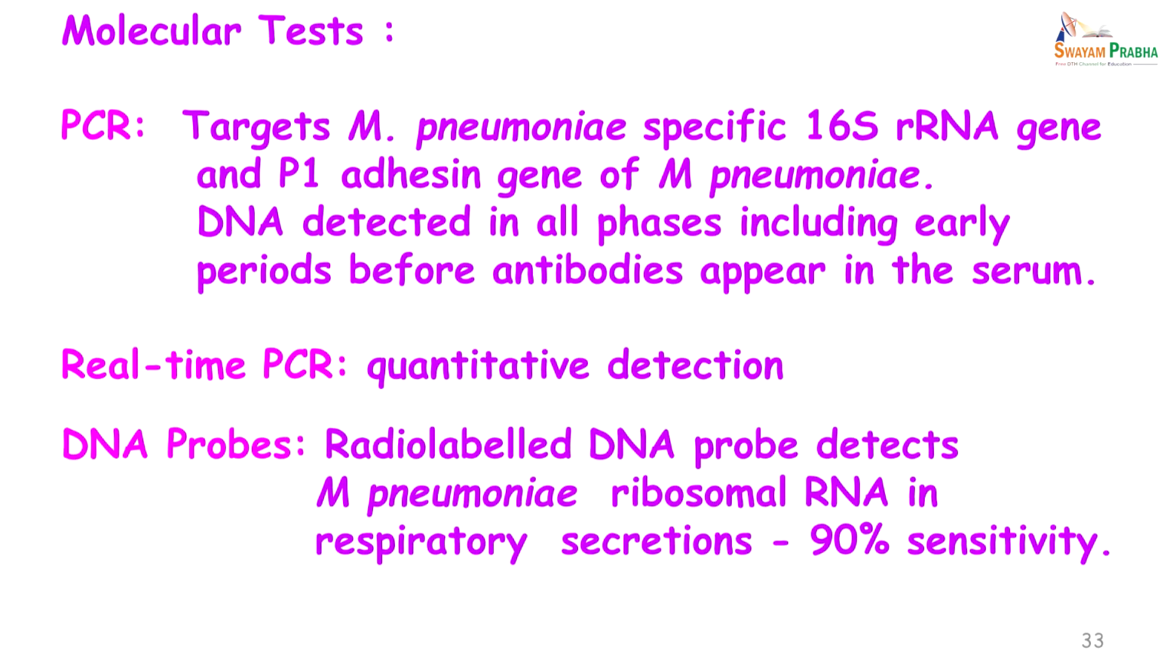Molecular tests like the PCR, real time PCR and DNA probes are nowadays being used. However, their use is restricted to reference laboratories. The advantage of the PCR test is that it will detect the presence of the organism even before antibodies have started appearing in the patient's sample. The DNA probes detect M. pneumoniae ribosomal RNA and show a 90% sensitivity.